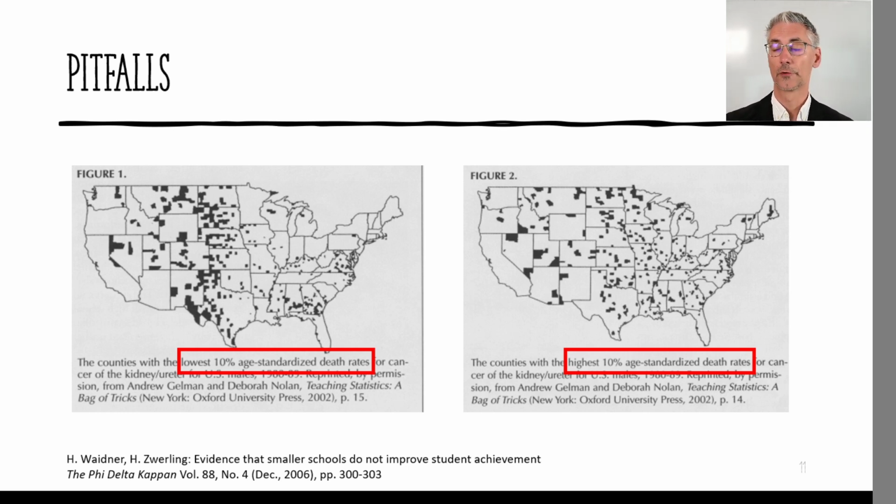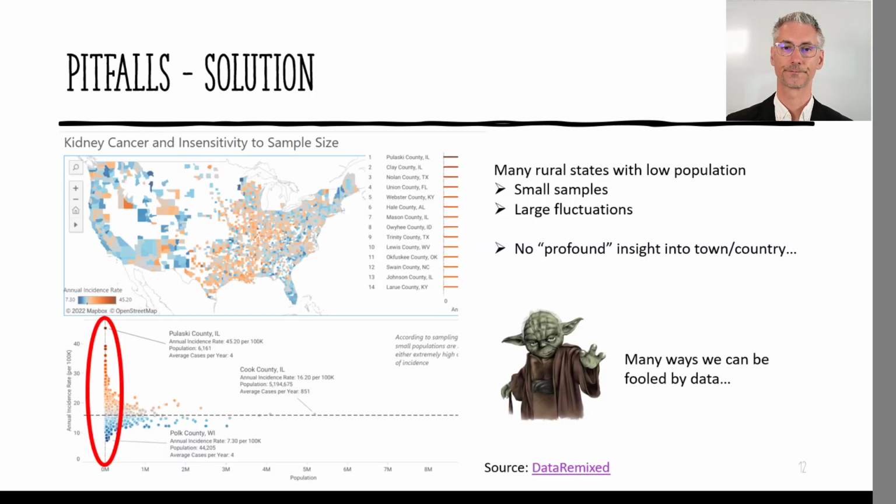And of course, these are valid reasons which we could intuitively understand, but we are now left with the fact that the lowest and the highest 10% of death rates from cancer are in rural areas, and we want to reconcile this. Now, what's really happening is that rural areas have a low population. So we have small samples, which in turn means large fluctuations. So there is no profound insight into town and country or metropolitan and rural areas. It's just that we've been tricked in the way we think about data.